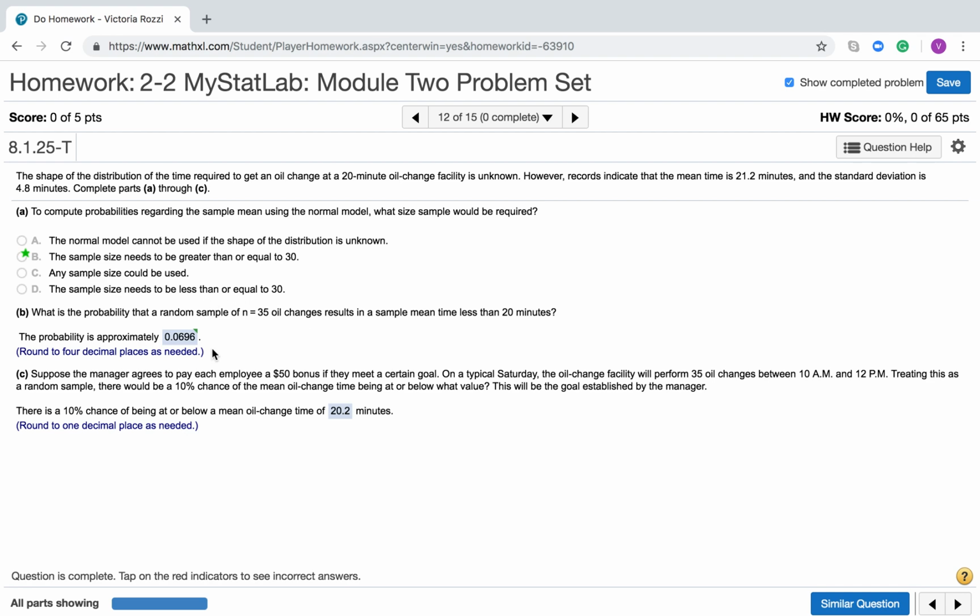Now let's take a look at letter B. What is the probability that a random sample of n equals 35 oil changes results in a sample mean time less than 20 minutes? Now, what we're dealing with here is a sampling distribution. So we're going to use our normal calculator in StatCrunch to help us out with this. So you're going to go to Question Help and go to StatCrunch.